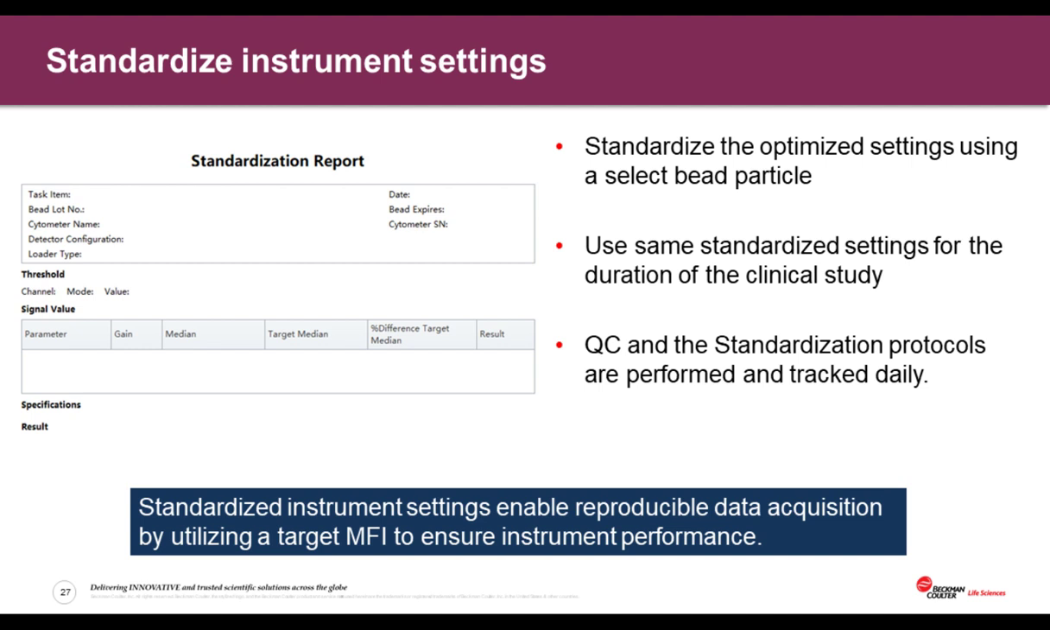The purpose of this is to state with assurance that biological differences that we're seeing in a sample from day 0 to day 30 or a year out are actually due to the biological difference and not a setting shift. So what we do is we utilize an actual bead particle and we set the target channels so that these target channels are acquired daily. The standardization as well as the QC protocol, much like the inclusion of the experimental control, must be done daily and must be tracked.